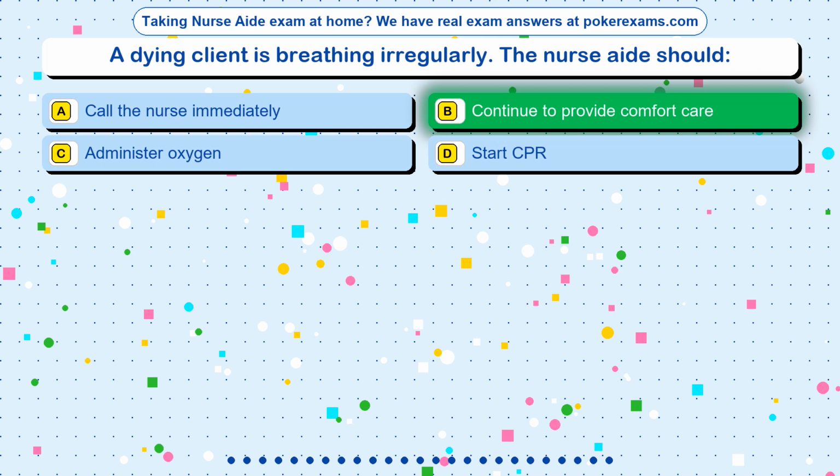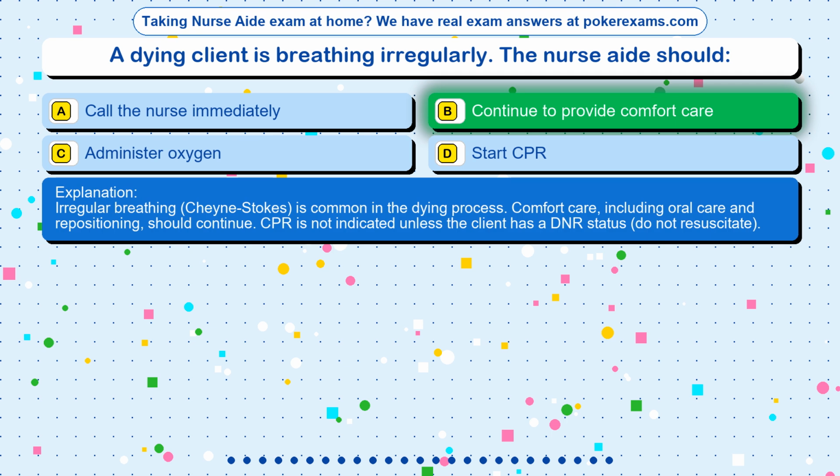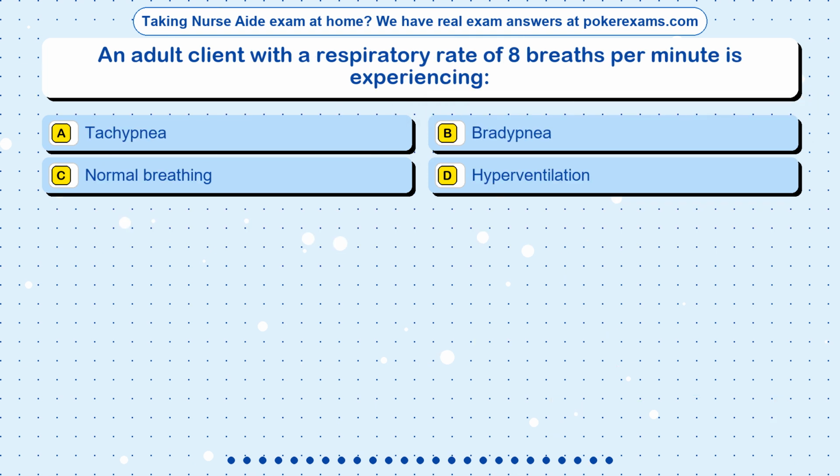The correct answer is option B. Continue to provide comfort care. Irregular breathing, Cheyne-Stokes, is common in the dying process. Comfort care, including oral care and repositioning, should continue. CPR is not indicated unless the client has a DNR status. Do not resuscitate.